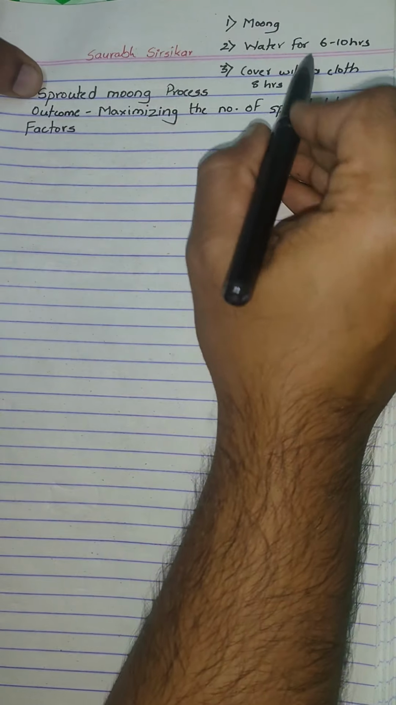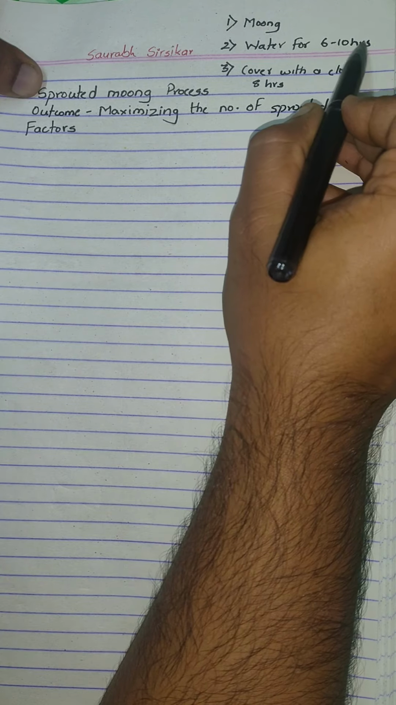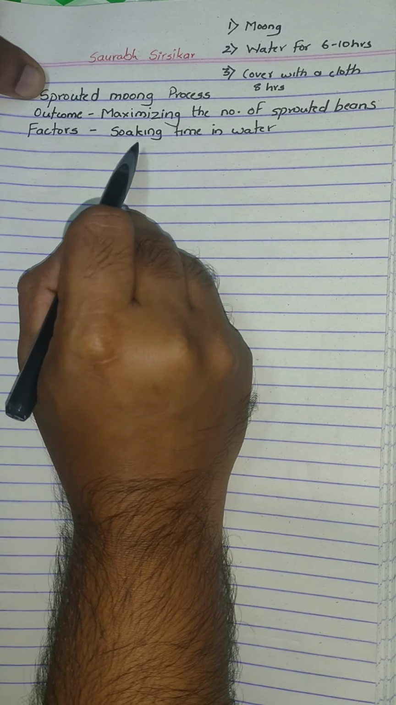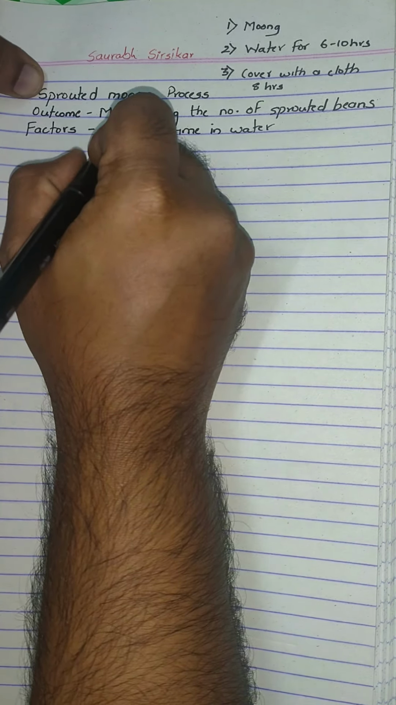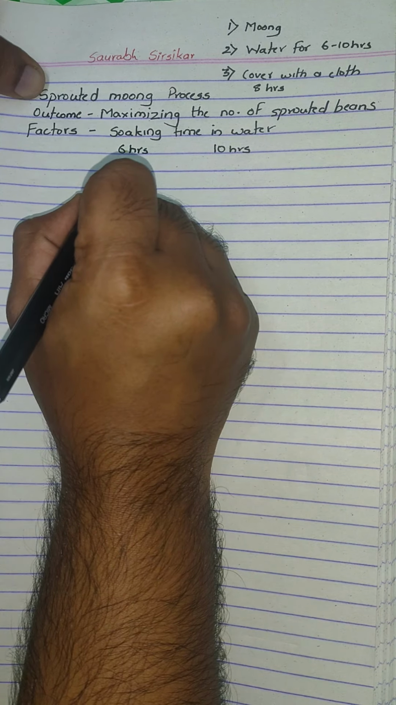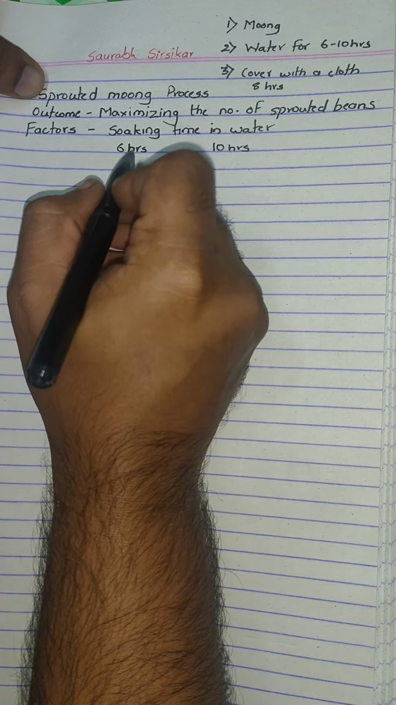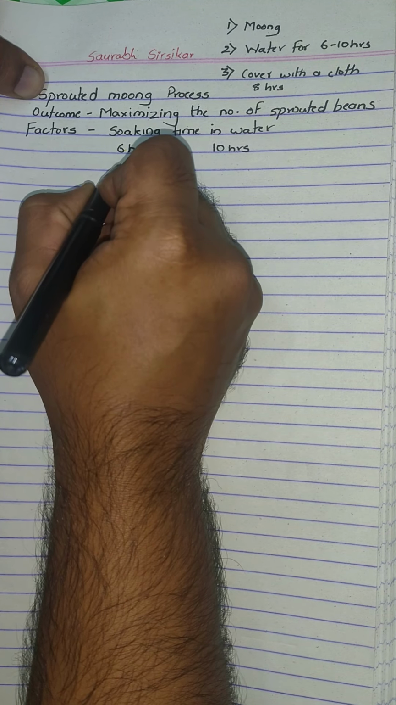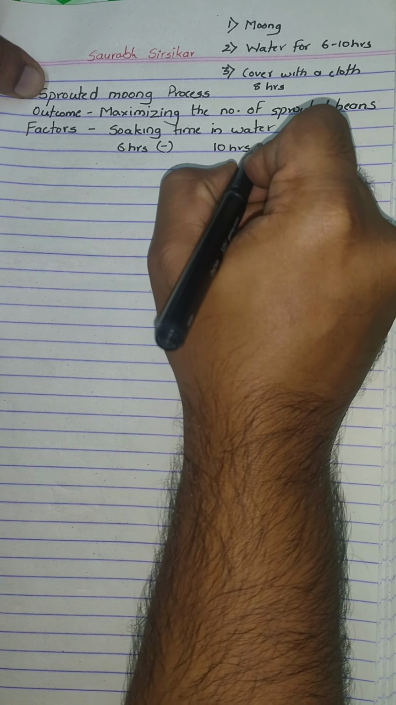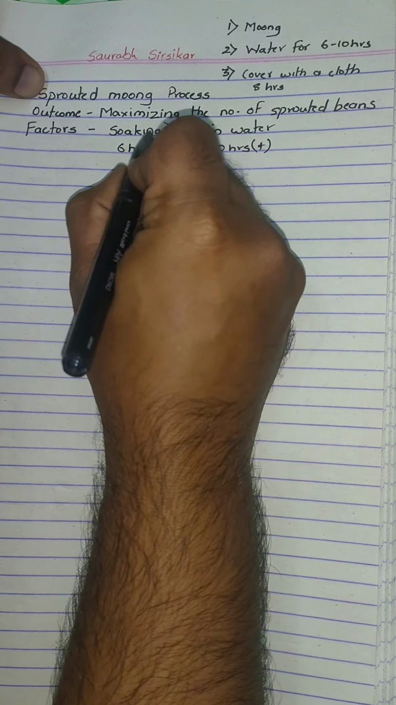Now here my mom told me you have to soak the moong beans in water for 6 to 10 hours. So we can take one factor as soaking time in water. For this factor I can have two levels. One will be 6 hours and the other will be 10 hours. So this factor is a numerical factor because we can assign numerical values, as you can see, 6 hours and 10 hours. Logically we can assign 6 hours as our low level, that means a negative sign, and 10 hours as our high level, so we assign a positive sign. So this is our low level, this is our high level for soaking time in water.